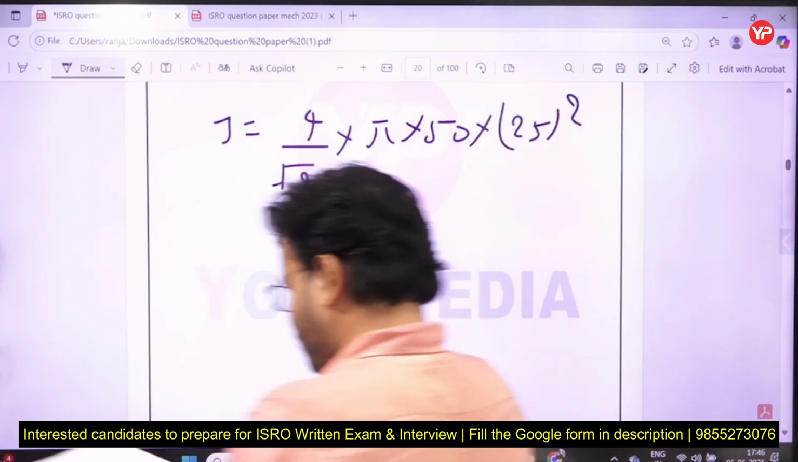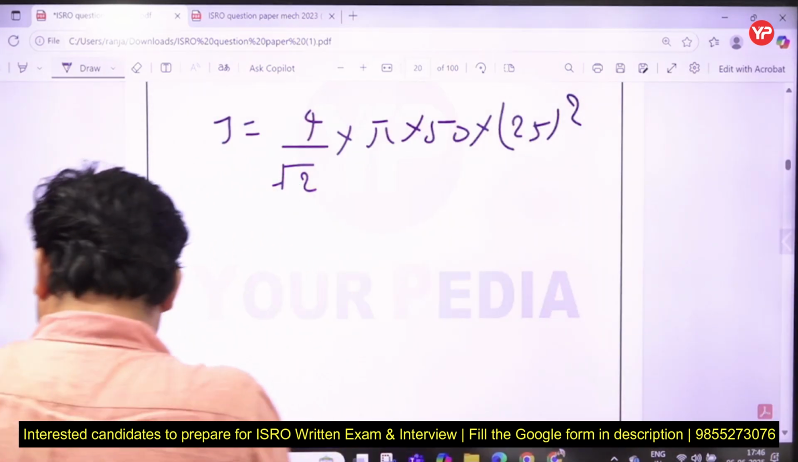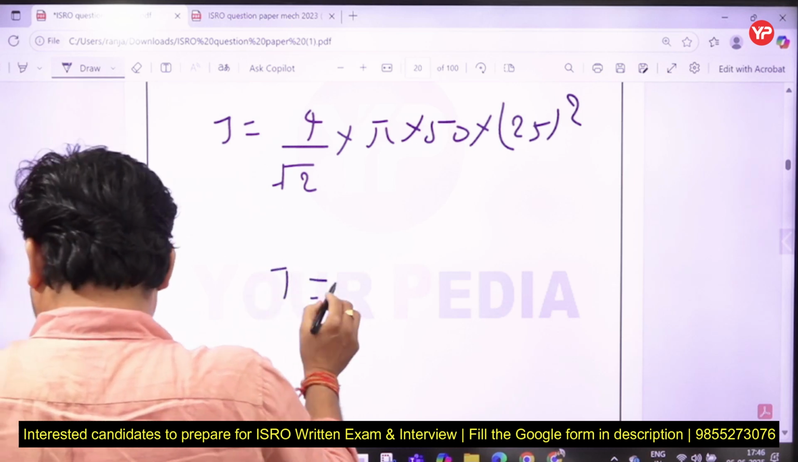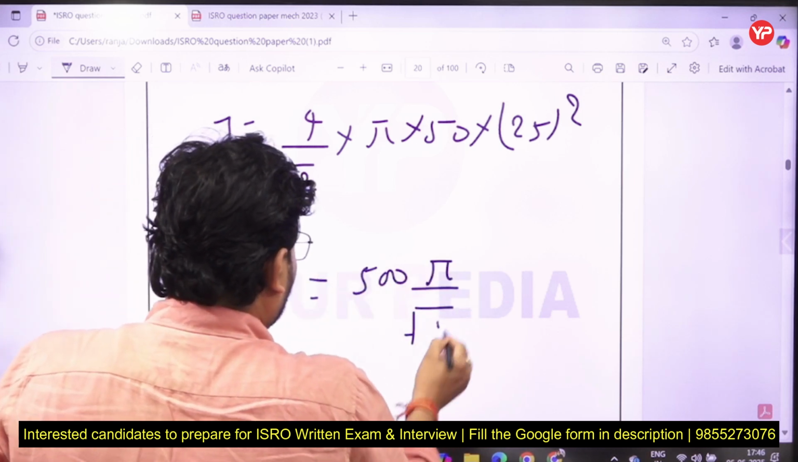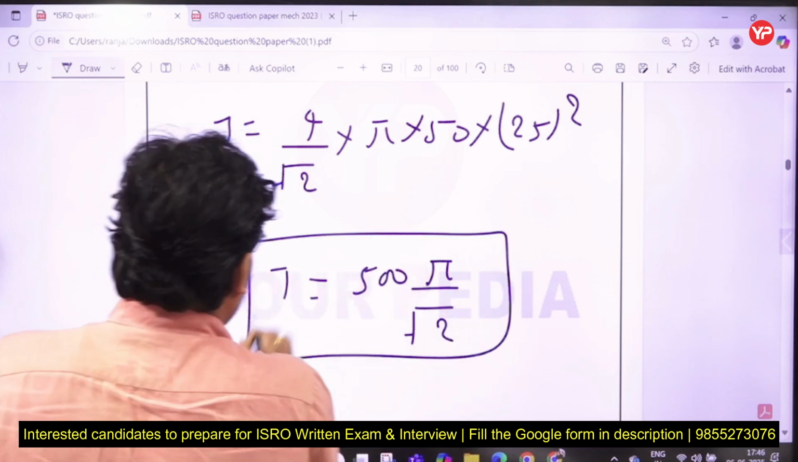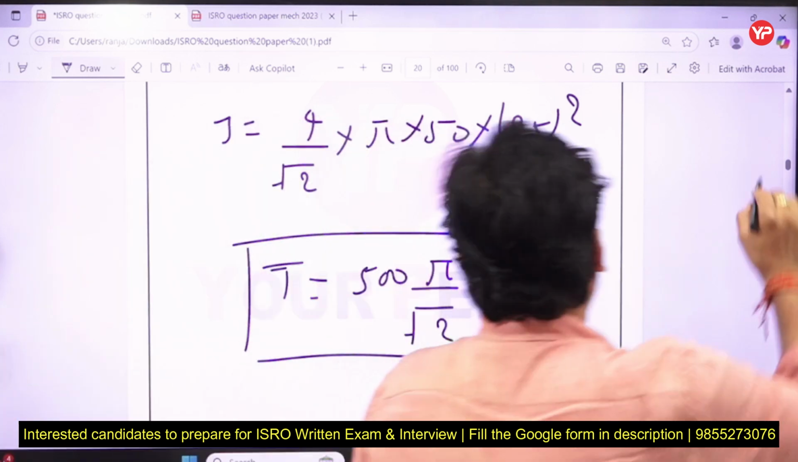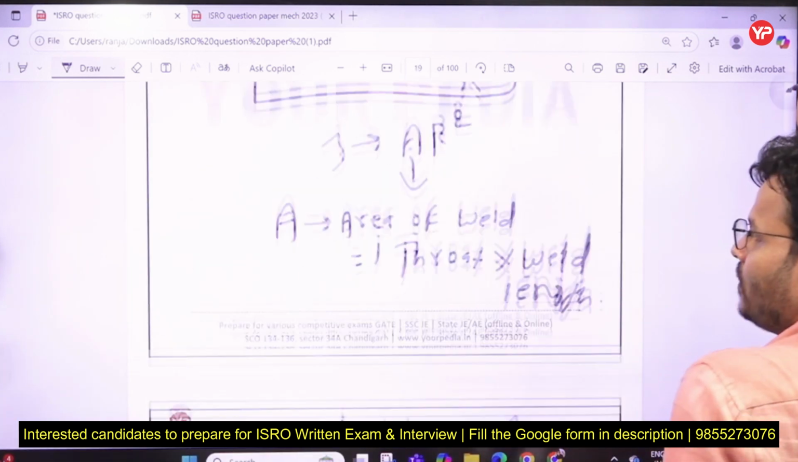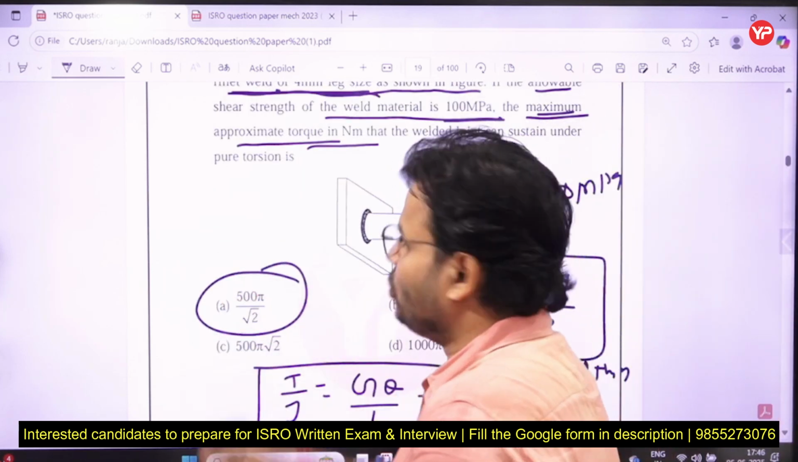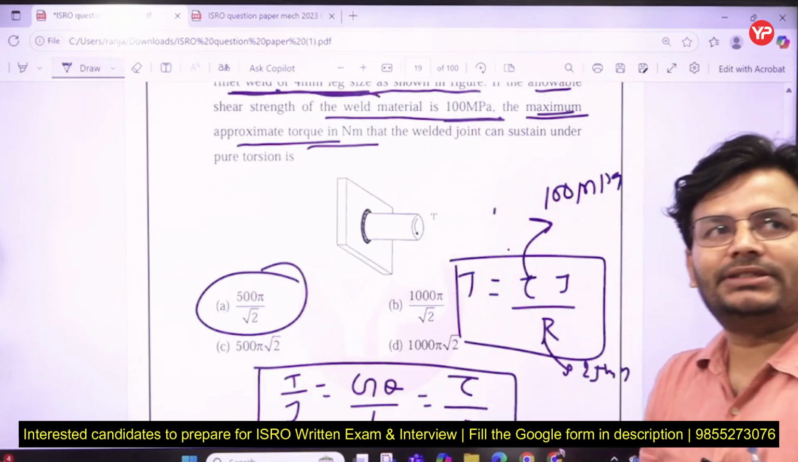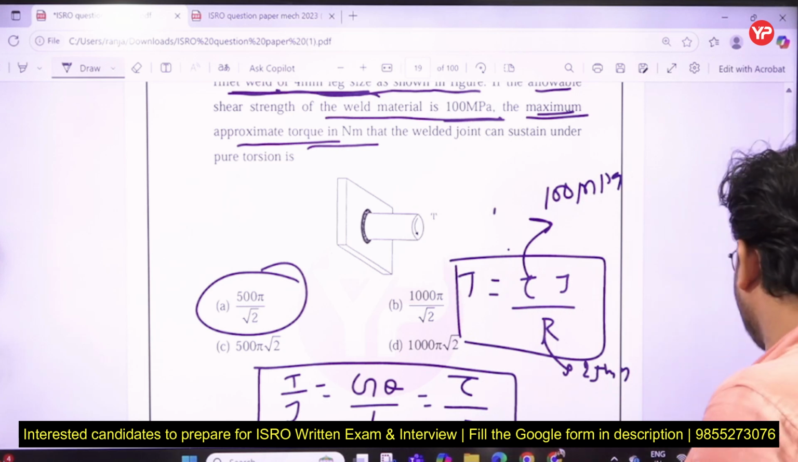So my dear friends, I have made all the calculations, and by solving that, T is coming out to be 500 pi upon root 2. By putting all that data, the answer is 500 pi upon root 2. So A will be the right answer. Great. Okay.